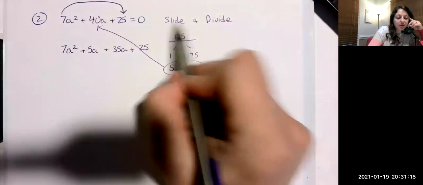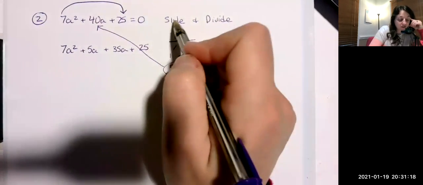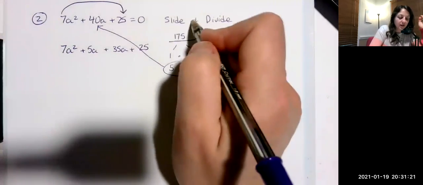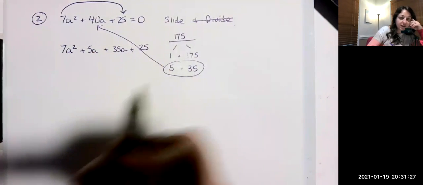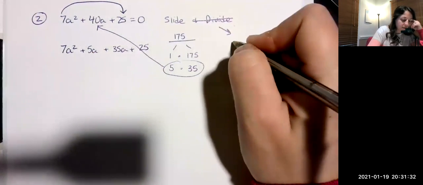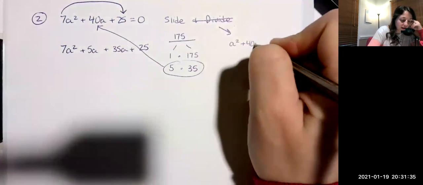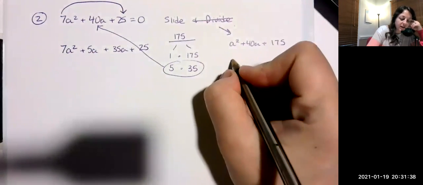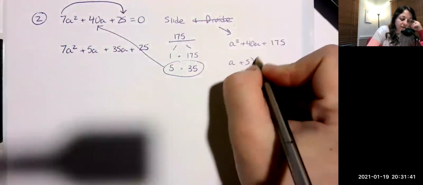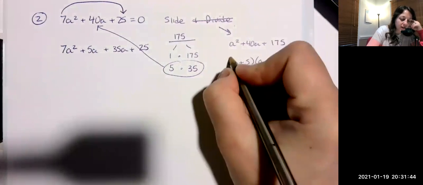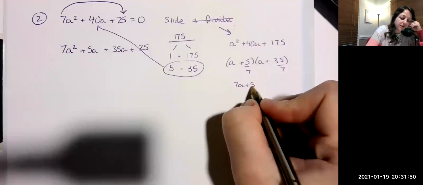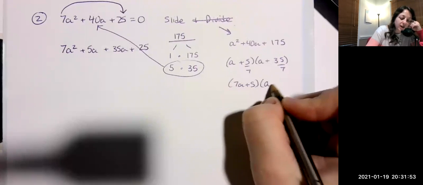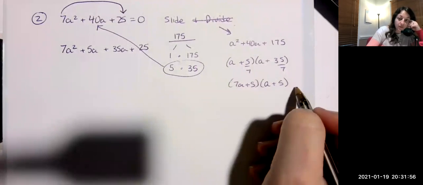Sorry, I changed my mind. I was doing slide and divide. I changed it to grouping. So it starts the same, but instead I just have the 5 and 35 set up there in the middle. If you want to see, slide and divide would be a squared plus 40a plus 175, and then a plus 5, a plus 35, and then divide the 7, and then 7a plus 5, because that doesn't reduce, and a plus 5. So that's how slide and divide would work.